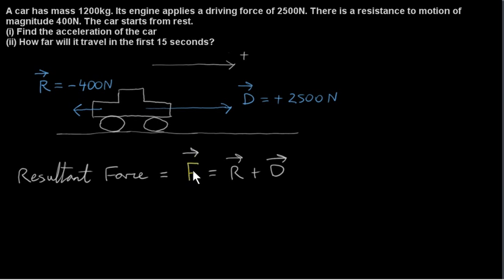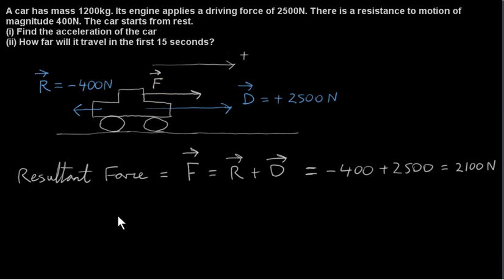Now in the previous video I used F for the resultant force. So we get the vector sum of all the forces acting on the object. So we need to sum these two vectors, R and D. It's easy to get the vector sum of these two forces because they're both lying on the same line. So we don't have to use any parallelogram law or triangle law. The resultant force is 2,100 newtons. It comes out to be positive, so the resultant force is pointing to the right in the positive direction.